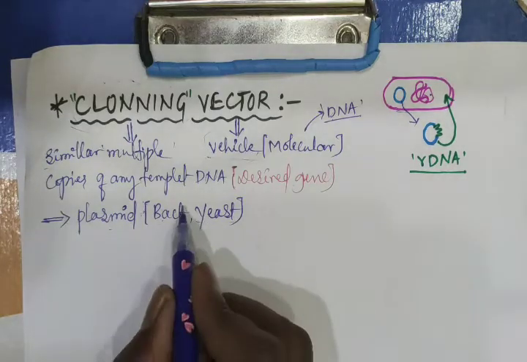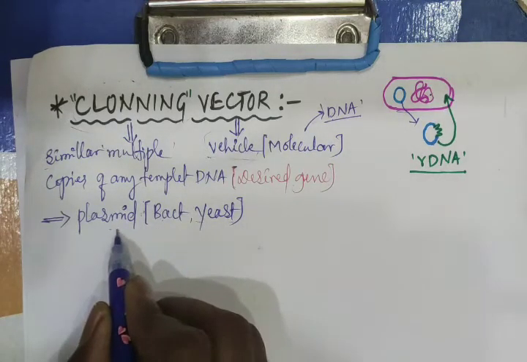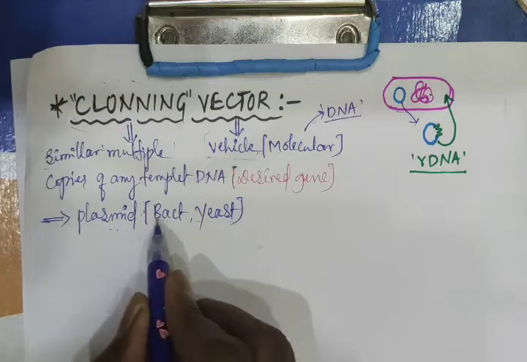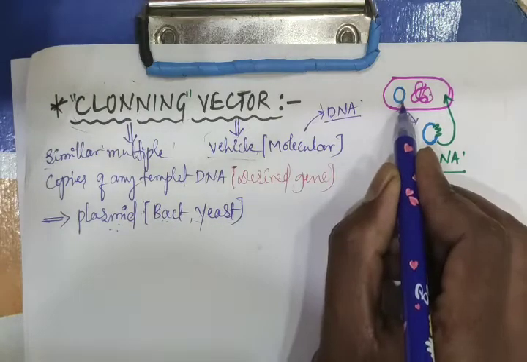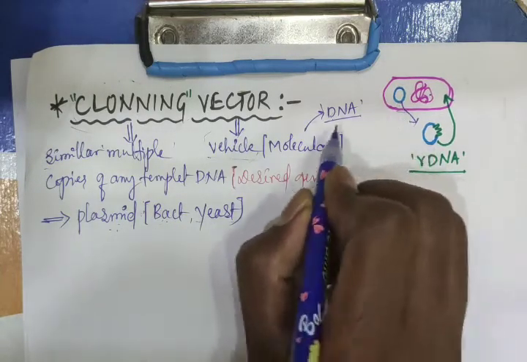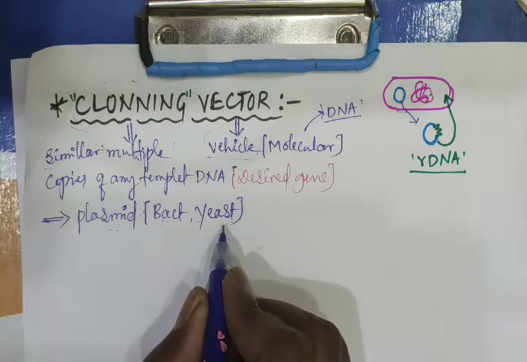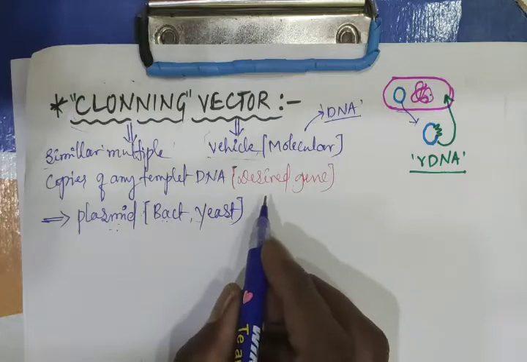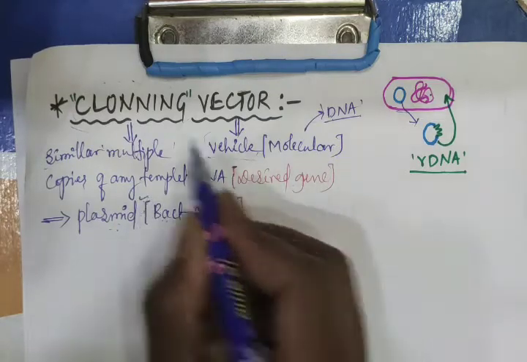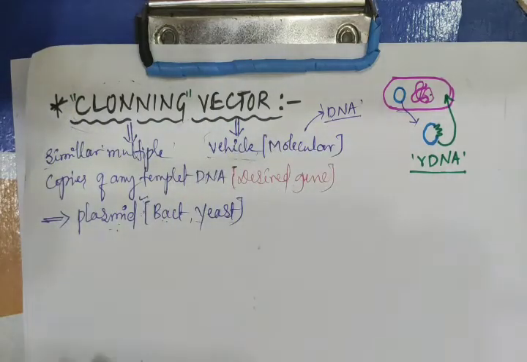And one more thing, all bacteria do not have a plasmid. That means this DNA may be present or may not be present. In the same way, not all yeast have a plasmid, maybe or maybe not. So this is the plasmid acting as a cloning vector, one thing.